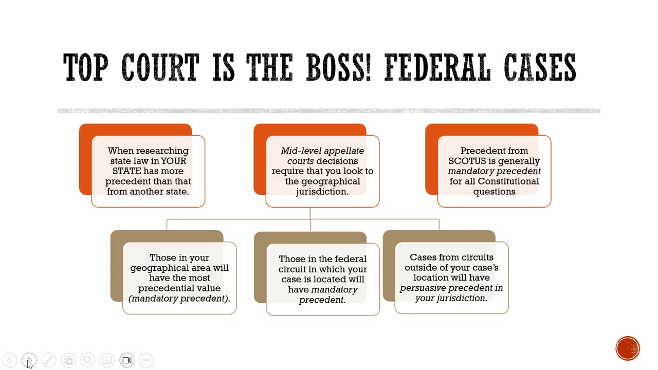So the federal system and the state system, we'll get onto that in the next slide. The top court is the boss. The higher the court it comes from, the more precedential value it has. That's what we've been emphasizing throughout, already in the earlier slide of the pyramid. But we also can't just pick any higher court. It's mandatory when we're in the same circuit where my case is located. Outside of that, it's simply persuasive. The courts do not have to follow that precedent.